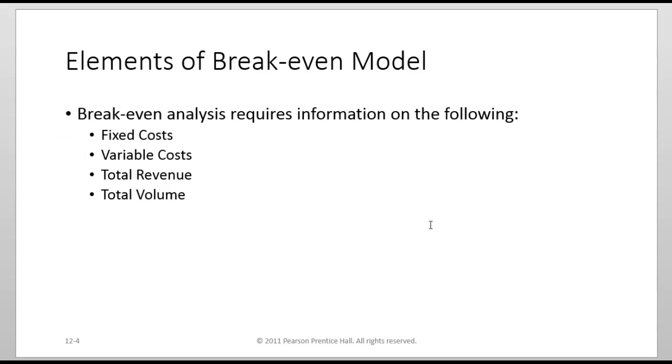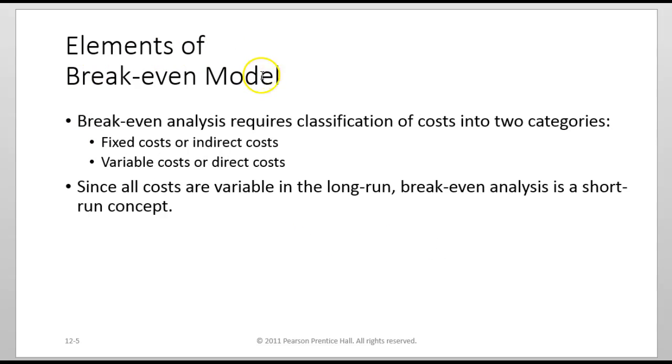So the elements of a break-even model are fixed cost, variable cost. You have to have total predicted revenue, and the volume that you believe that you might be able to sustain. So the break-even model requires you to put your cost into 2 different categories, and this is an awful lot like cost accounting. It should look very familiar to folks who have taken managerial accounting. You're going to put your fixed cost or your indirect cost in one category and your variable cost or direct cost in another category. You have to remember, everything's variable to a certain extent, so all things are relative. This is a very short-run concept. It's very limited in its vision. So be aware of that.